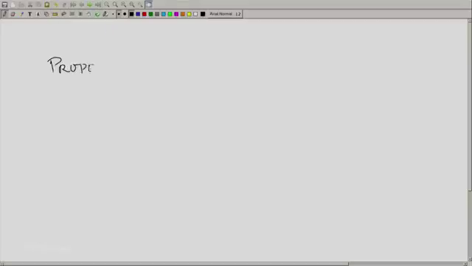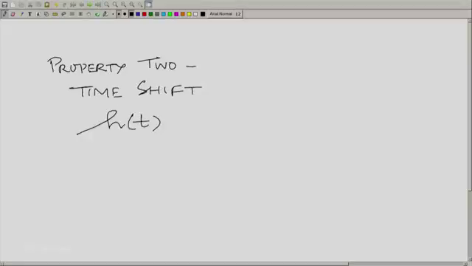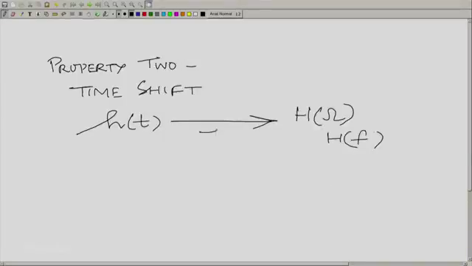Now, let us take up the second property, namely what happens when you shift a signal in time. So, property number 2, time shift. What happens when you shift a signal in time? If h of t has a Fourier transform of capital H of omega or capital H of f. Remember, we are going to talk both in the language of angular frequency and in the language of cycles per second frequency. What is the Fourier transform of h of t minus tau 0?